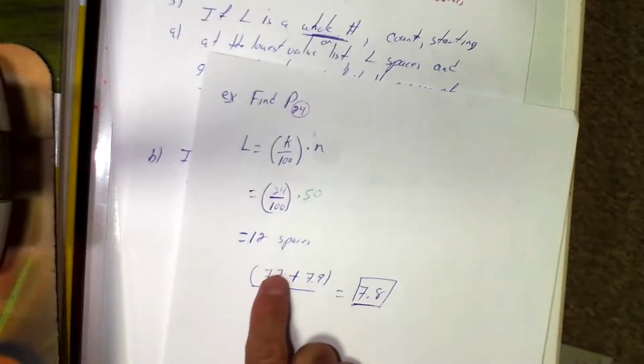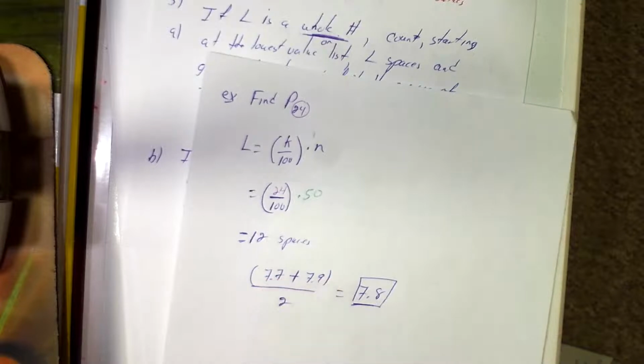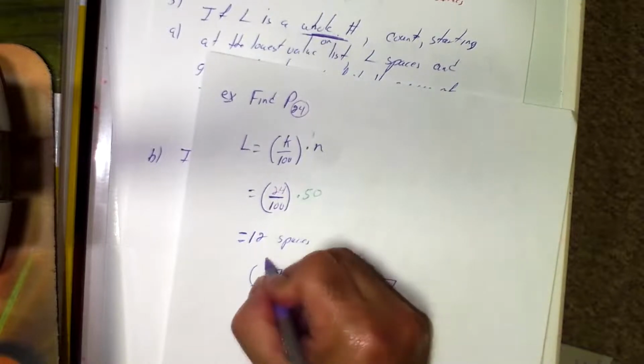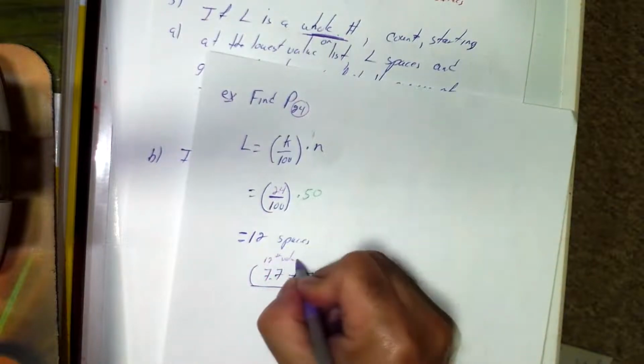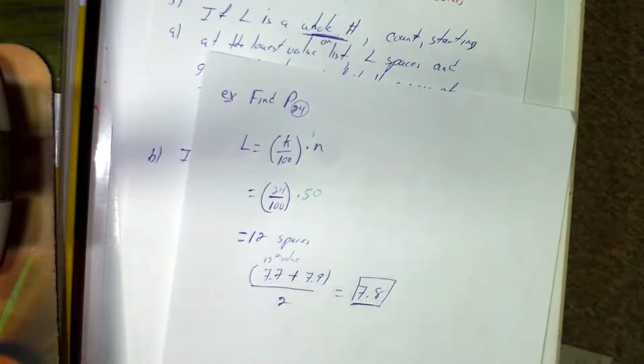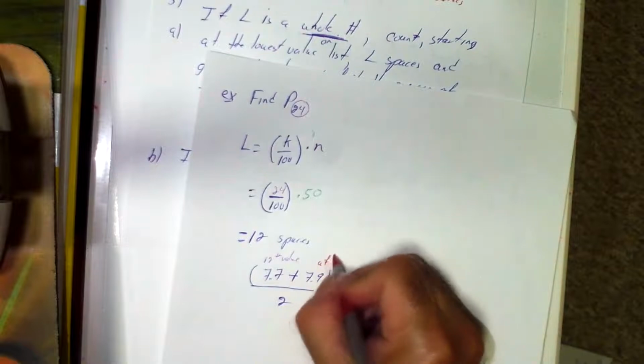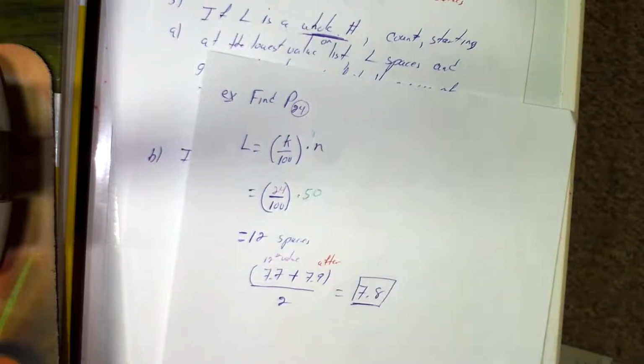That was the 12th value on the list. The one after it is the 7.9. This was the 12th. Let me write it down here. This was the 12th value, and the 7.9 was the one after it. Okay. That's how it works.